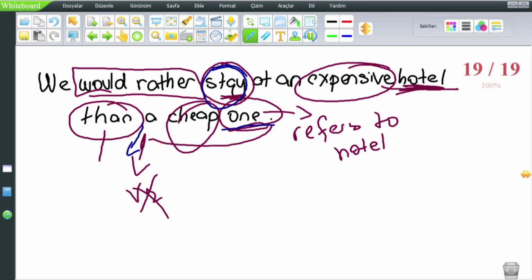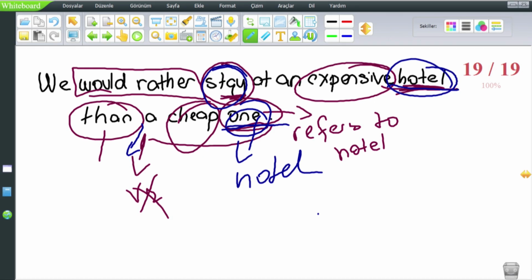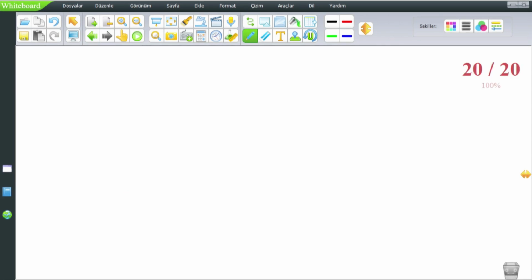But also, I am choosing from two hotels in different qualities, in different price ranges. That's why I also don't have to say hotel again. I can only say one, and the person that I'm telling this can easily understand what I'm referring to by saying one. I can choose from these two, cheap or expensive.